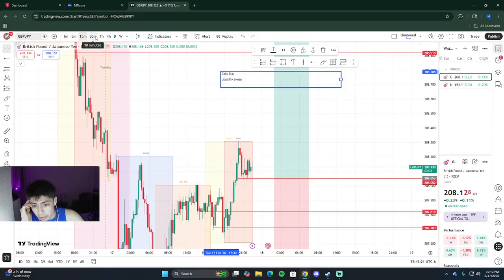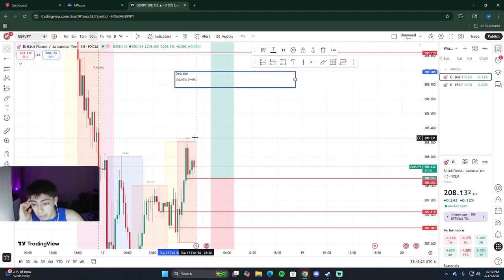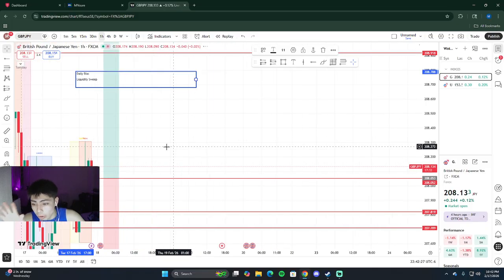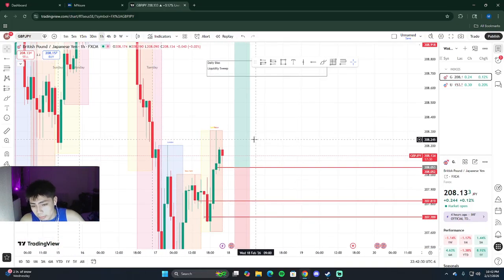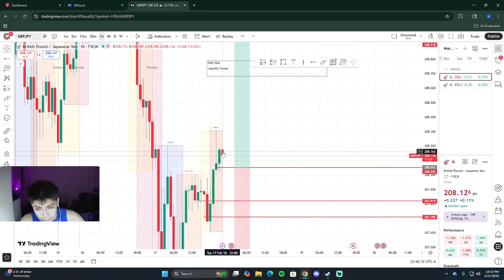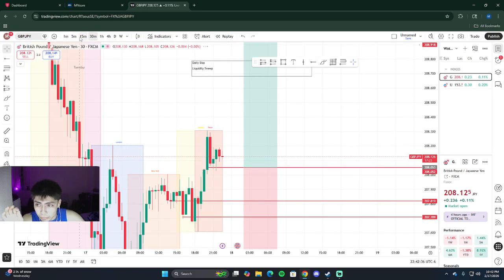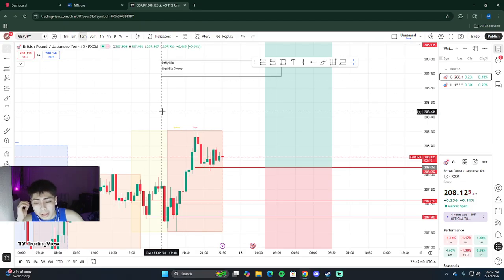Let's go to a higher time frame and see if we can find anything to back up our claim. Right, that's what you want. We want our confluences to back up our claims, to back up what we know, which will heighten the chances of us ticking it out.